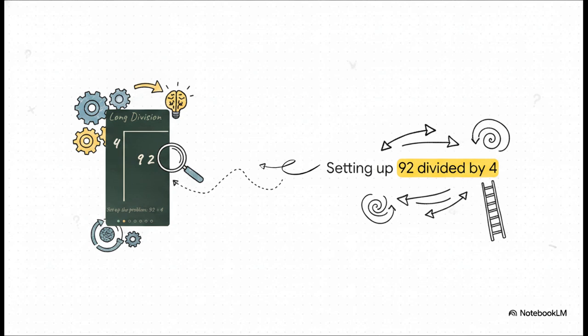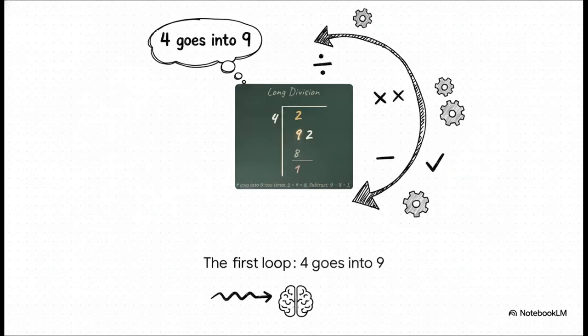Now, seeing a 2-digit number inside the house might look slightly intimidating at first glance, but please do not panic. The rules absolutely do not change. We are just going to tackle it one single digit at a time. So we pretend that 2 isn't even there for a second and just focus all our attention on the 9.